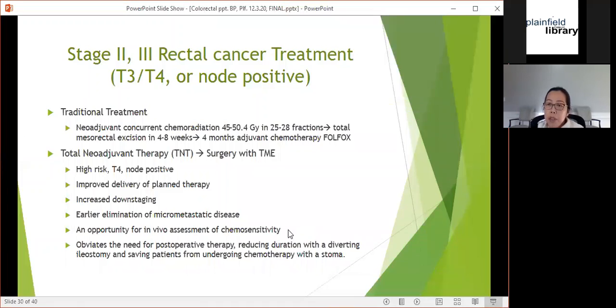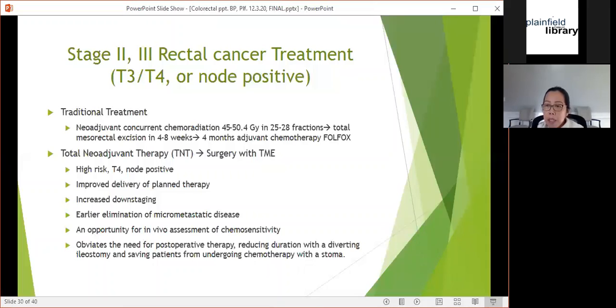Treatment for stage 2 and 3 rectal cancer is different from colon cancer. The traditional treatment in this condition is neoadjuvant concurrent chemoradiation in 25 to 28 fractions, followed by surgical resection about 4 to 8 weeks after finishing chemoradiation, then followed by 4 months of adjuvant chemotherapy with FOLFOX.